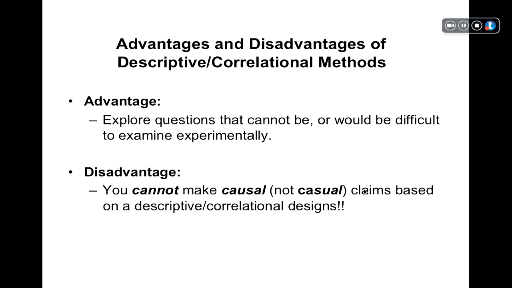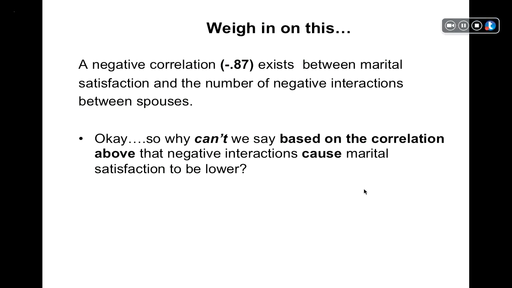Disadvantage: cannot make causal, not casual, claims based on descriptive or correlational designs. That is, sometimes the most satisfying explanation of some phenomenon is what causes it. But in correlational descriptive methods, we can't make any claims as to what causes what. We'll just pick on correlation here for a minute. So a negative correlation, 0.87, exists between marital satisfaction and the number of negative interactions between spouses. We've seen this before. So why can't we say, based on this very, very strong correlation coefficient, that negative interactions cause marital satisfaction to be lower?